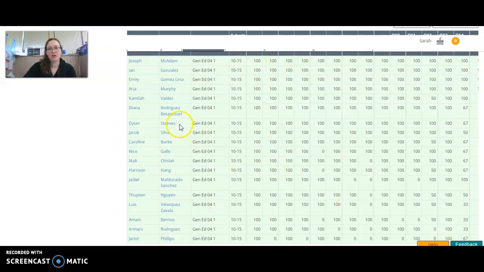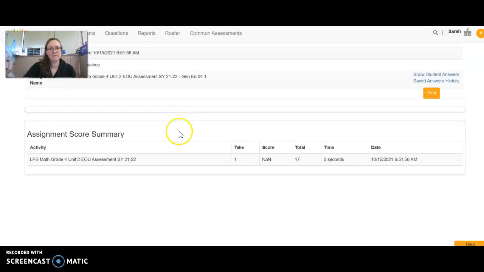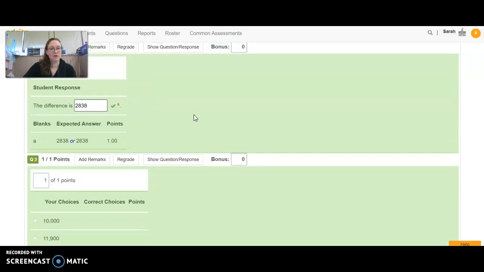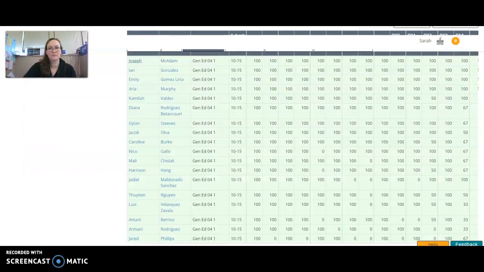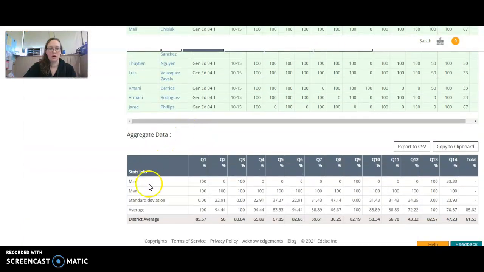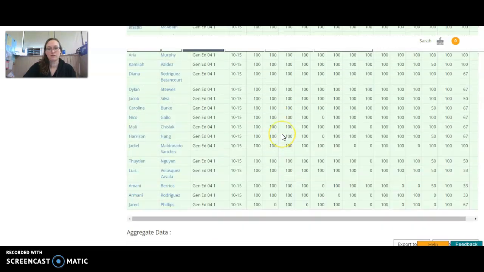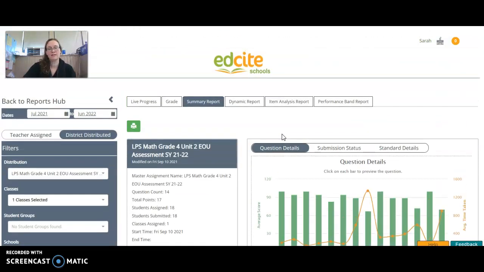So on the summary report, you'll see a list of your students, the questions they got correct. If they missed a particular question, it will have a 0 next to it. If you would like, you can click on each student's name, and you can see every question that they answered and what their choices were. Scrolling down, you also get your average for each question and the district average for each question. So that's the first report, but again, I do that for you, and that is in the OneDrive if you wanted to take a look at those.